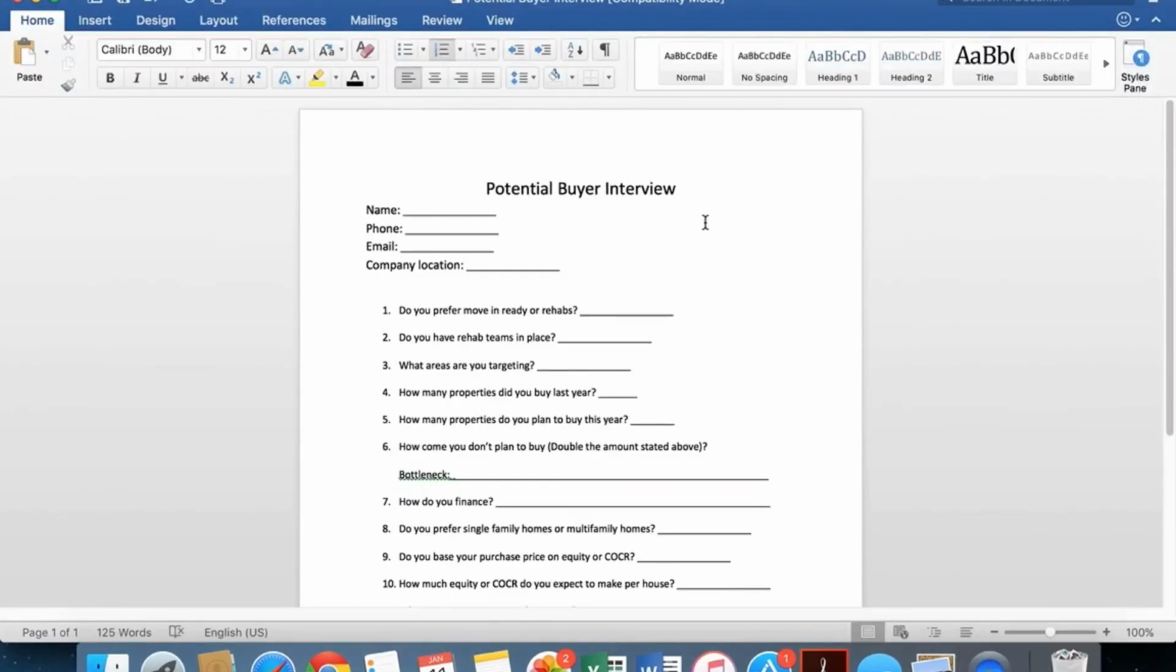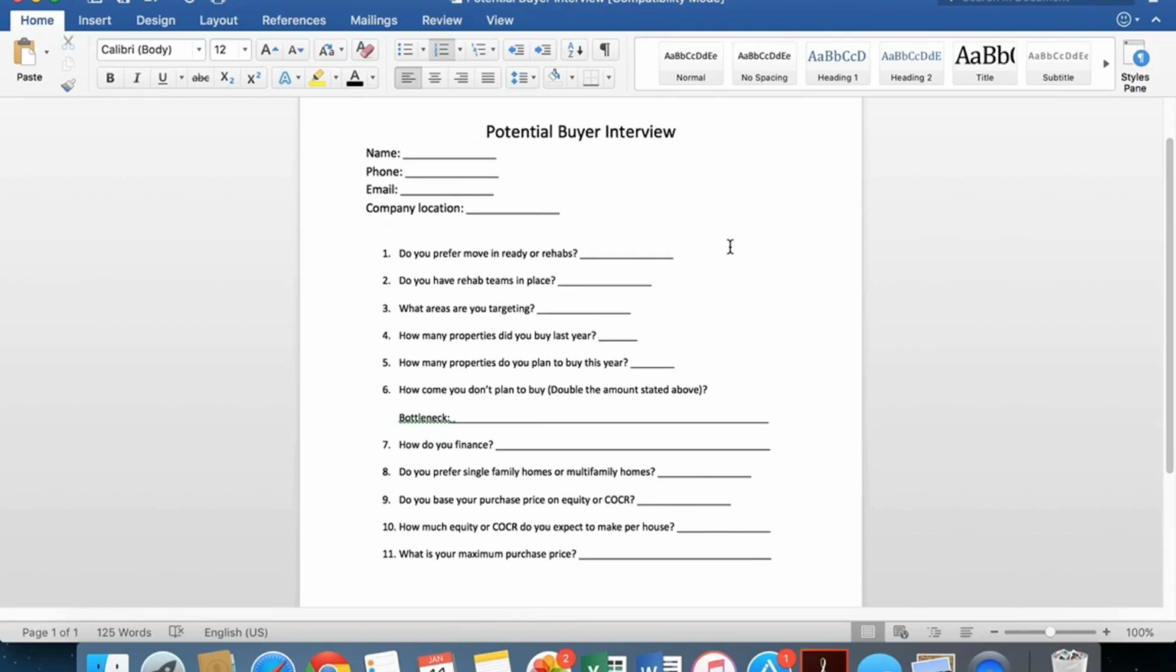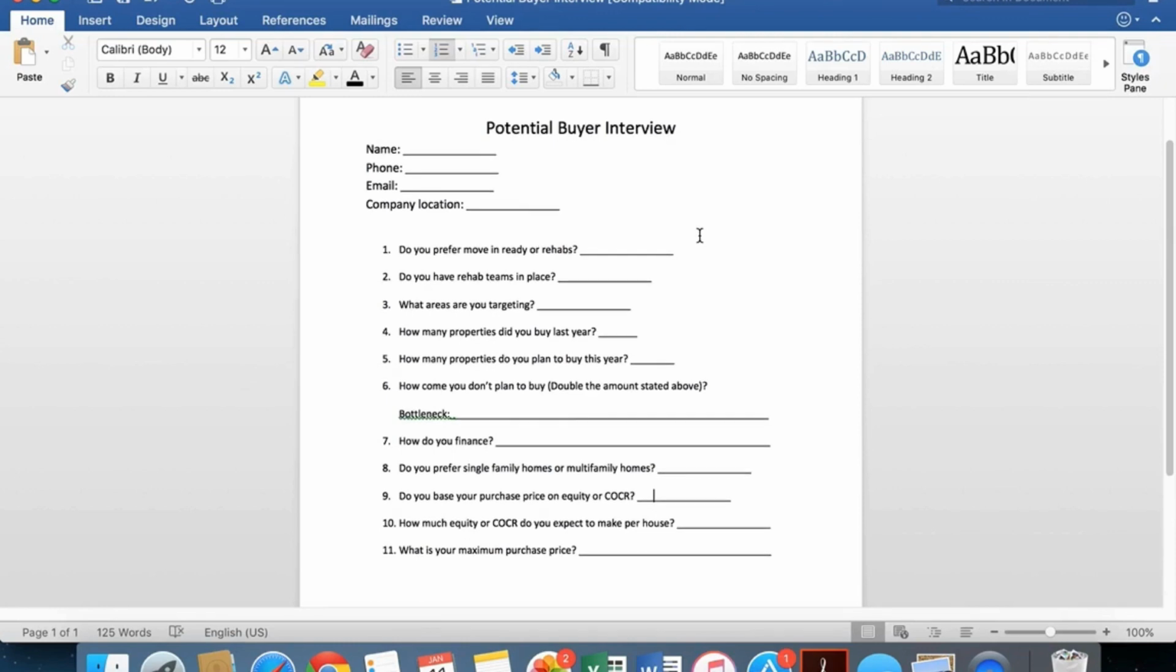Here's what our potential buyer interview sheet looks like. You want to fill out all of their contact information up top and then ask them these questions here. This will give you an idea of what kind of properties that they're looking for, so that once you get a property under contract, you know what buyer would be interested in purchasing this property. So all of these are pretty self-explanatory. Move-in ready or rehabs. So if they want a property that might already have a tenant in place, or if they want a fixer-upper, that's something that you need to know.